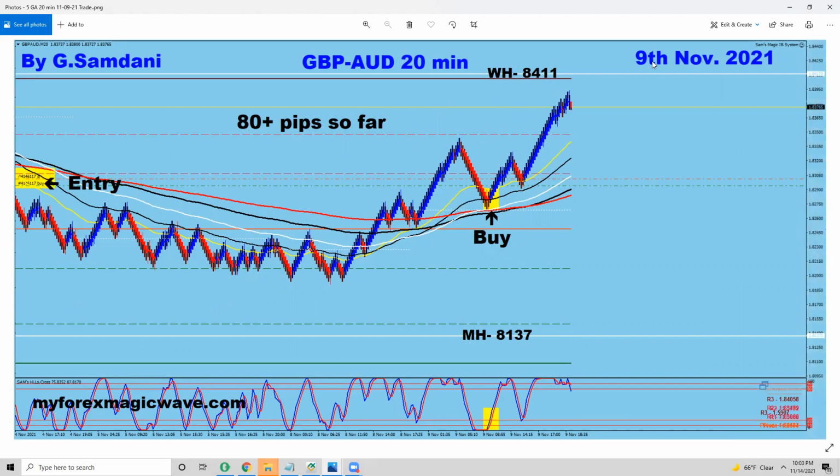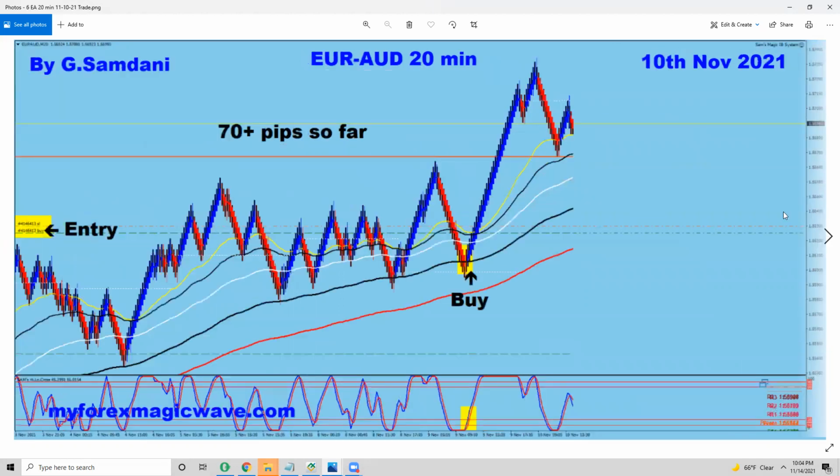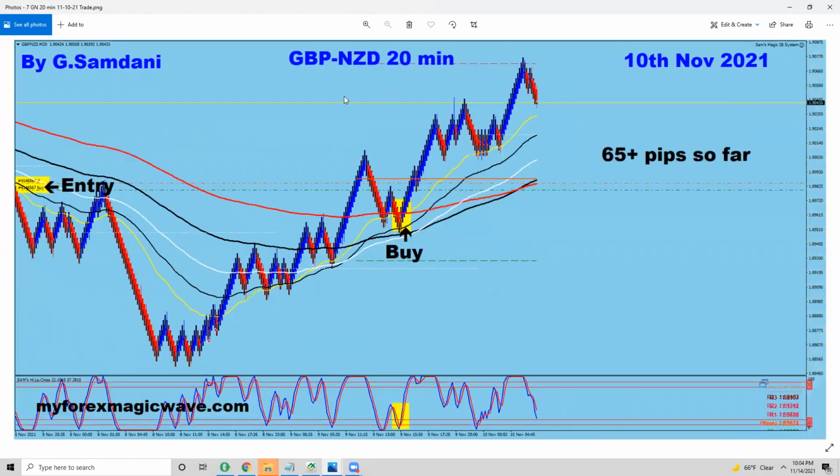All right, on the 9th, this is pound Aussie 20-minute buy order here, 80 pips. And on the 10th, you have Euro Aussie 20 pip, again Aussie weakness. Pound Aussie, Euro Aussie, they all went up. On the 10th, this pound newsy as well for the long side was 65 pips.